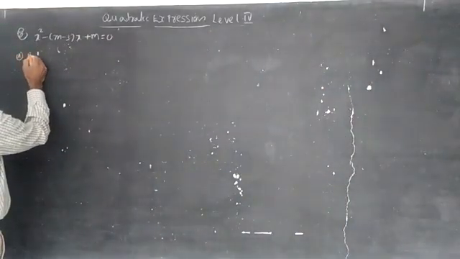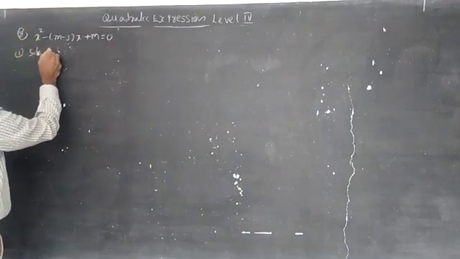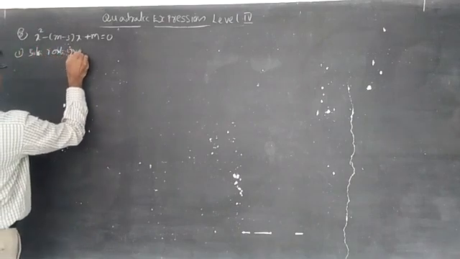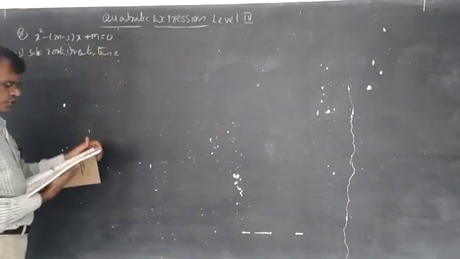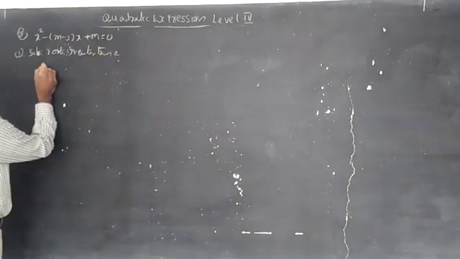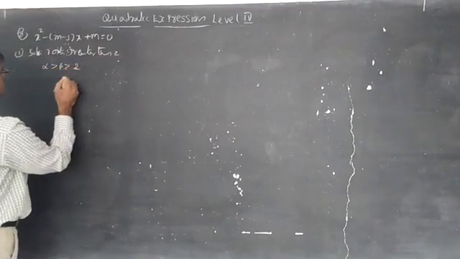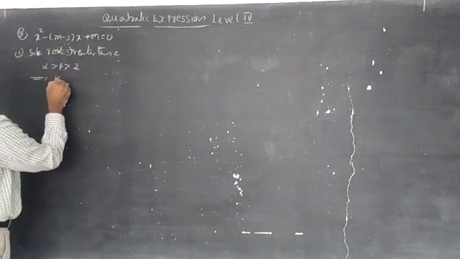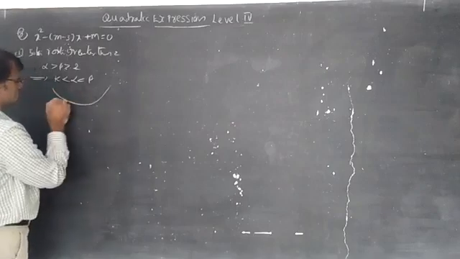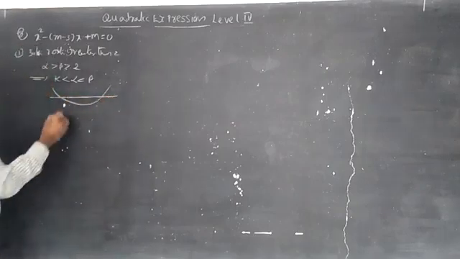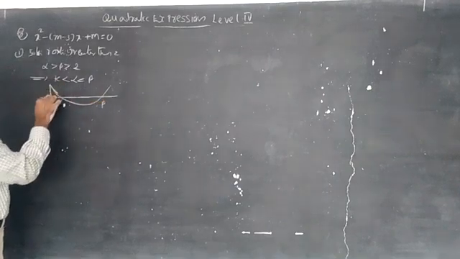For 1, both roots greater than 2. So the condition: alpha greater than beta greater than 2. That implies the concept k less than alpha less than beta. This is alpha and this is beta. This is k.